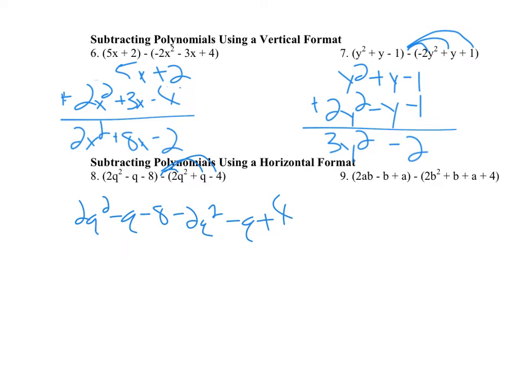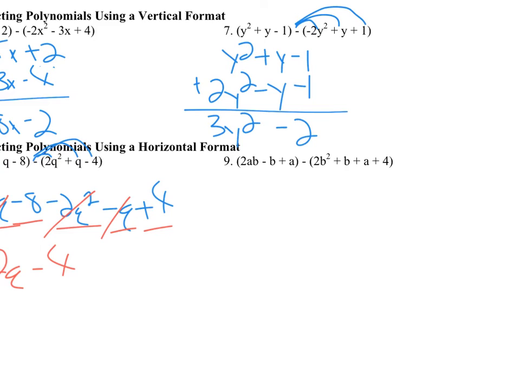So just like we did before, we look for like terms. I have a q squared and q squared. So 2 minus 2 is 0, so there is no q squared. And then I look for q's. I have a negative and a negative, so that becomes negative 2q. And then my constants, negative 8 and 4, gives me negative 4.